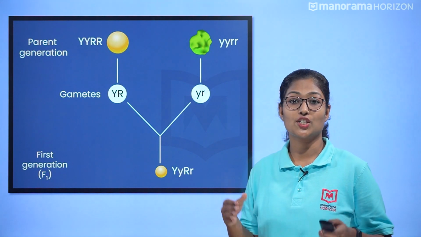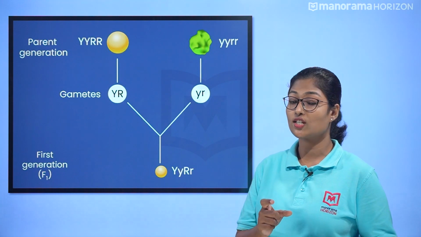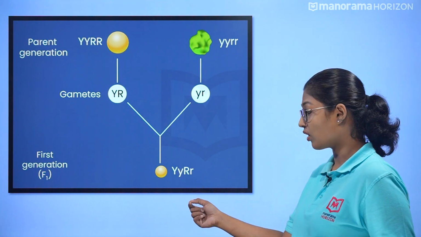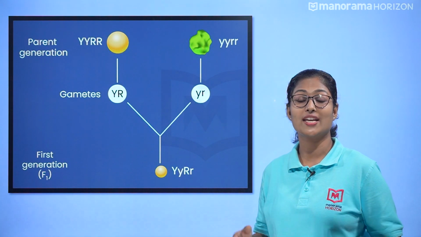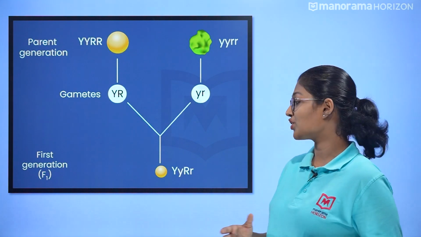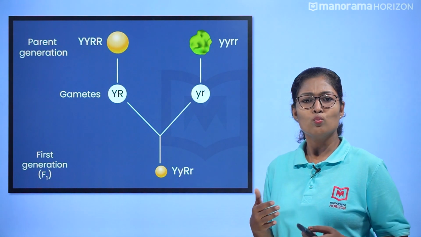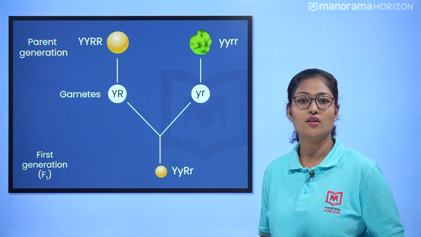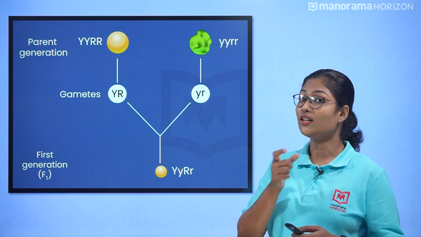Random fertilization of these gametes produces the F1 generation with the genotype capital Y small y capital R small r. The phenotype of F1 progeny is yellow colored and round shaped seeds, as you can see in this diagram. So, what do you infer from this cross? The yellow color and the round shape are dominant over the green color and the wrinkled shape.